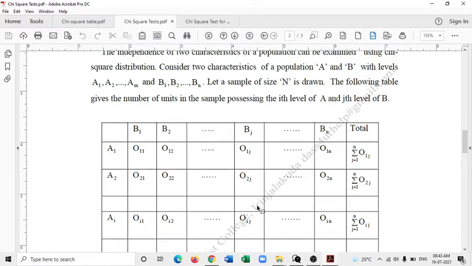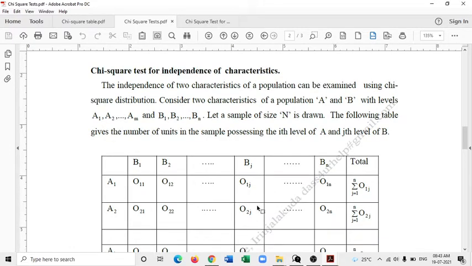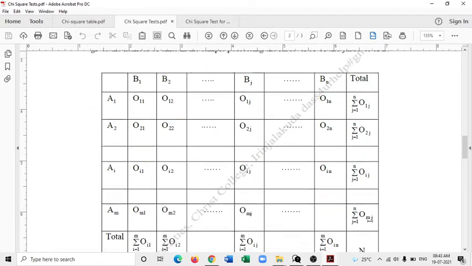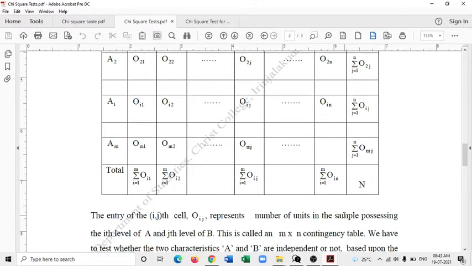Now, here our aim is to examine whether the two characteristics are independent or not. Here we have the totals: sigma j equals 1 to n of O1j, sigma j equals 1 to n of O2j, etc., up to sigma j equals 1 to n of Omj. They are the row totals. Then the bottom row represents the column totals: sigma i equals 1 to m of Oi1, sigma i equals 1 to m of Oi2, etc. The total of the row totals or the total of the column totals will be equal to the total frequency.